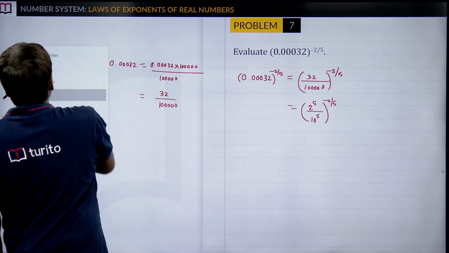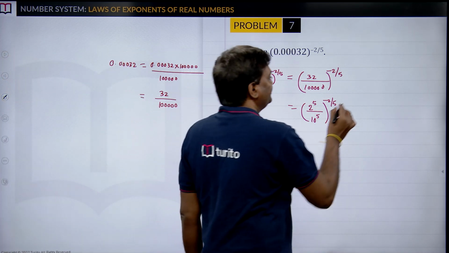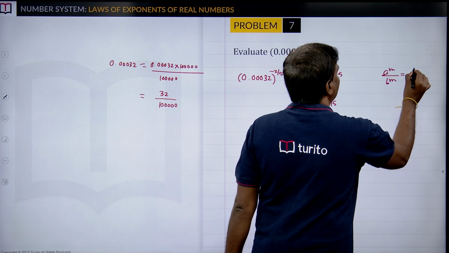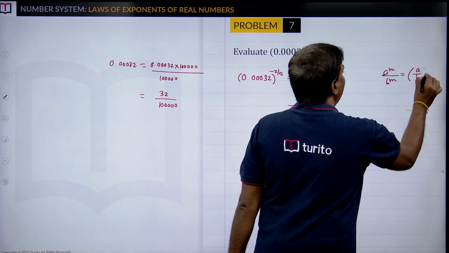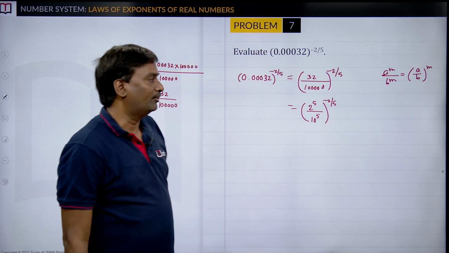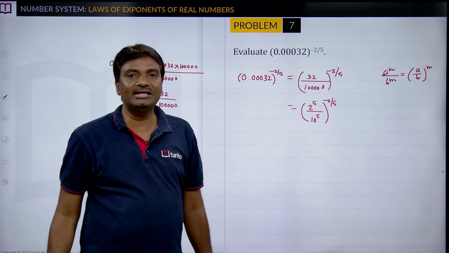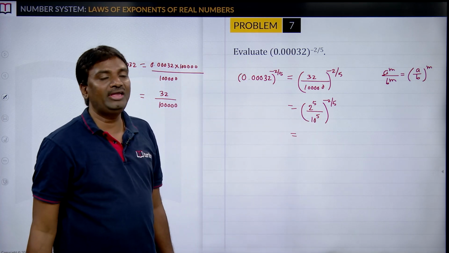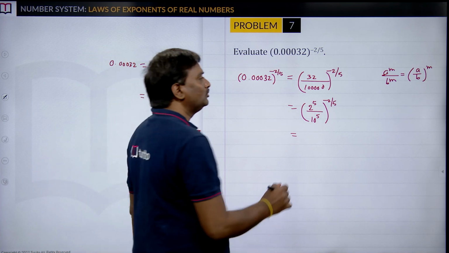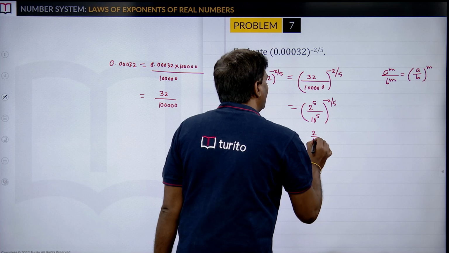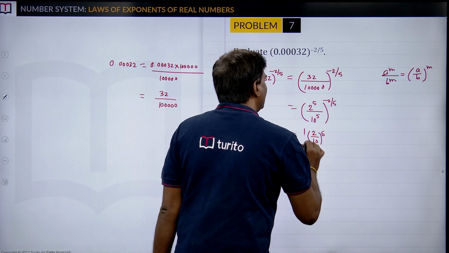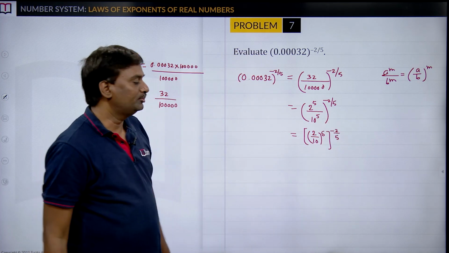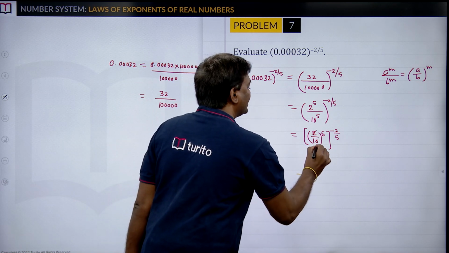So here we can apply this formula: a power m by b power m equal to a by b whole power m. Clearly the bases are different and the powers are the same. According to that formula, in place of a we have 2, in place of b we have 10. So 2 by 10 power 5, whole power minus 2 by 5. We can cancel 10 by 2 exactly 5 times.